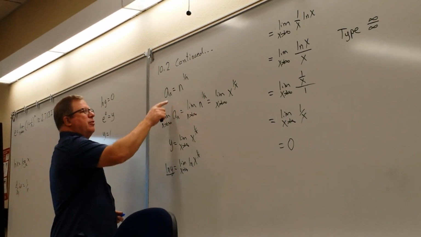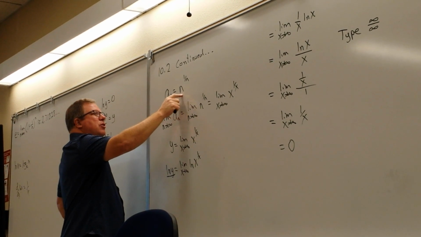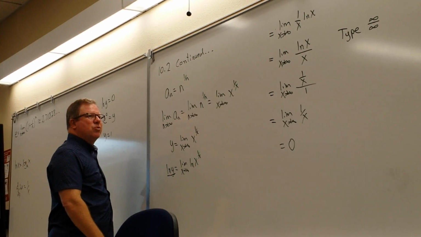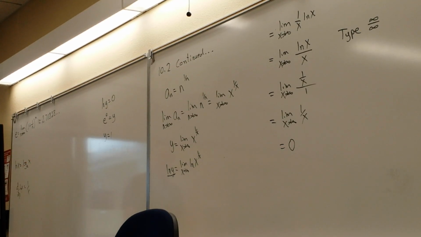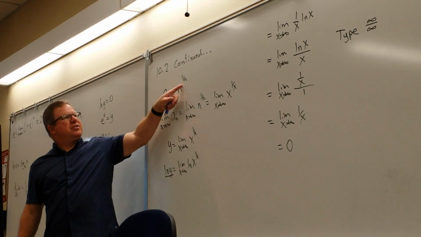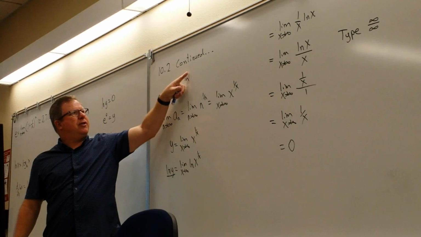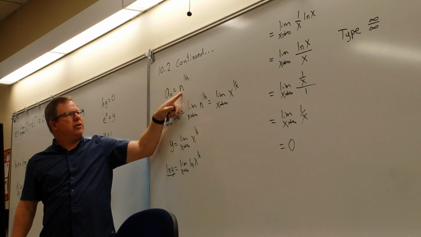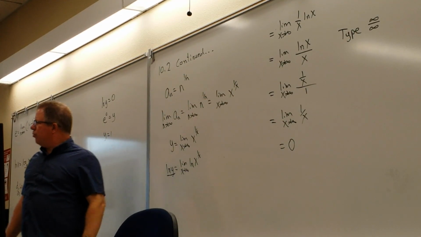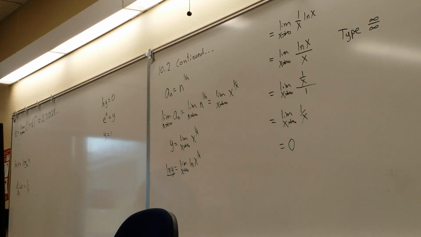This limit here, the limit of n to the 1 over n power as n goes to infinity, is 1. So that one did work out kind of intuitively, didn't it? Because this is going to 0, 1 over infinity, that's 0, this is 1, and 1 to the 0 is 1. So that one did work out intuitively, but they do not always work out intuitively.